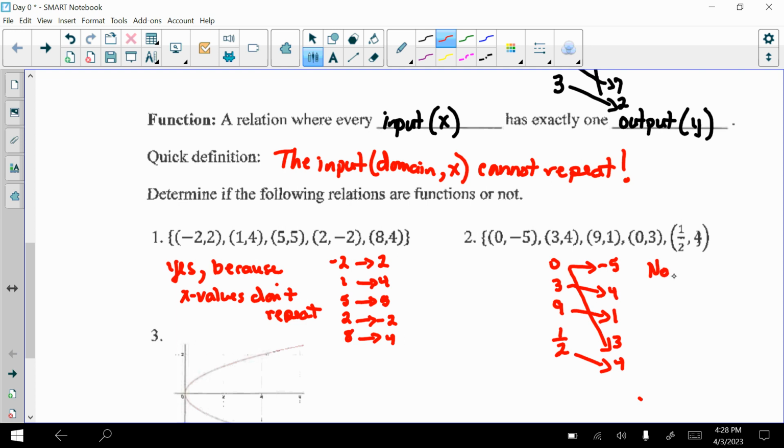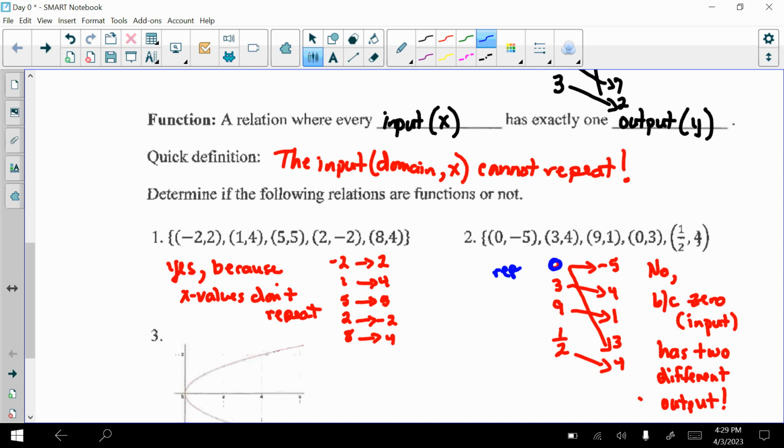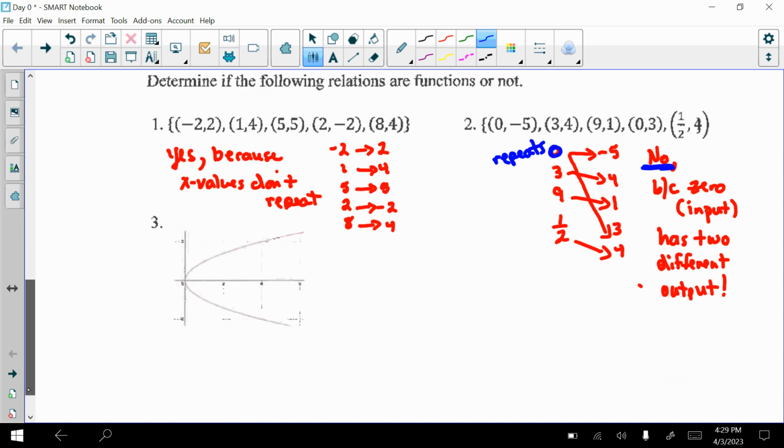So no, this is not a function because 0, the input of 0, has 2 different outputs. So the value of 0 repeats. So the answer would be no for that being a function.